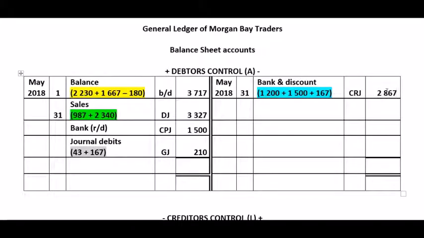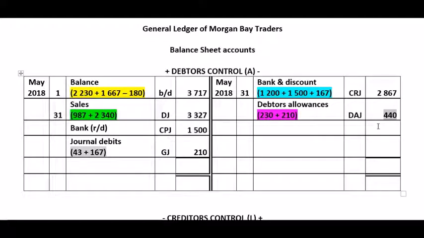Then also on the credit side of debtors control, we've got debtors allowances. So I went to look for DAJ values and I saw that the 230 was on the 7th in M. de Villiers' account, that credit note. And then the 210 was on the 13th in P. Darwin's account. So that's a total DAJ value of 440.